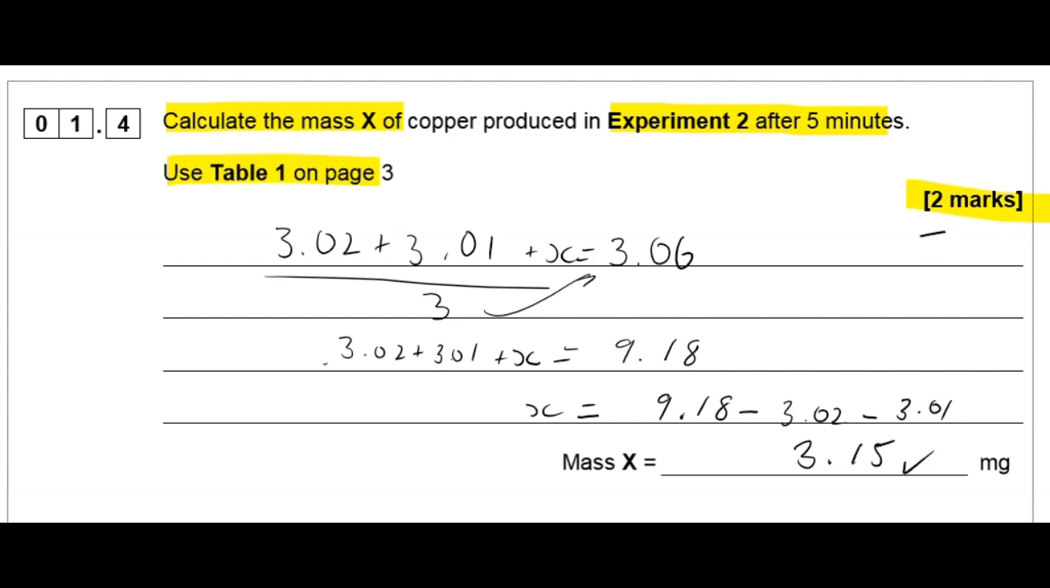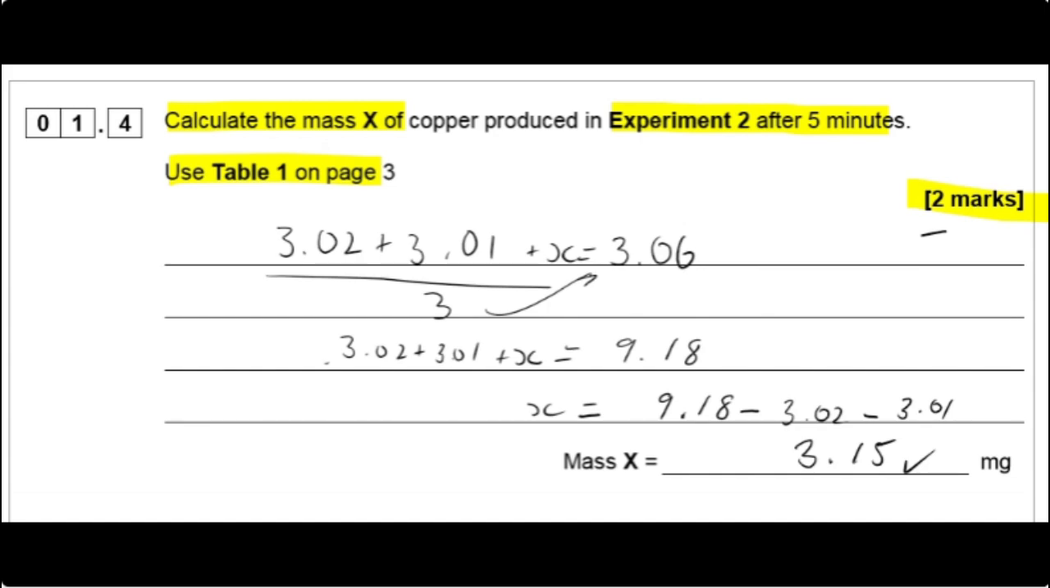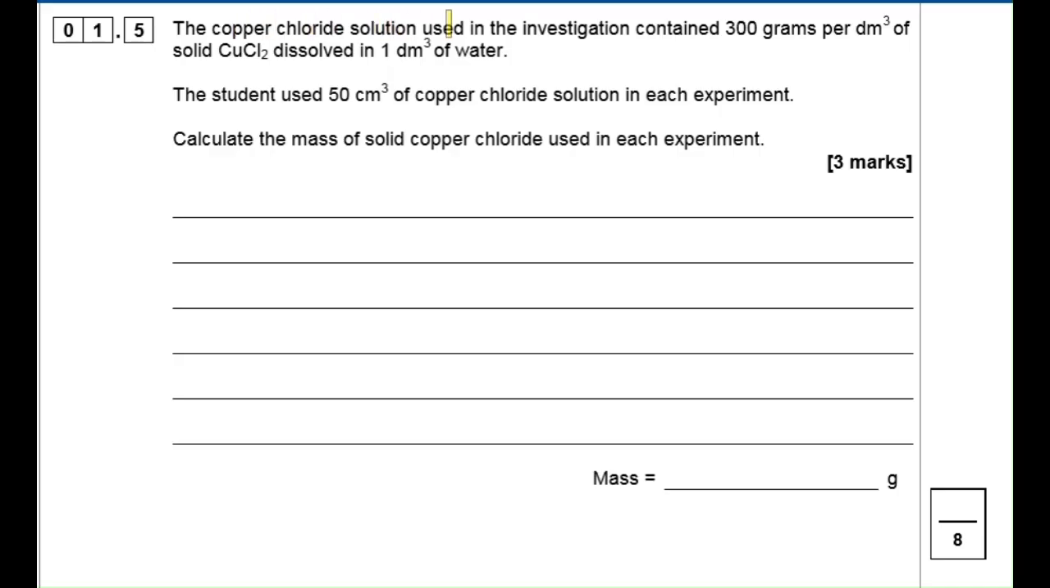Question 1.5. The copper chloride solution used in the investigation contained 300 grams per decimeter cubed of solid copper chloride, dissolved in 1 decimeter cubed of water. The student used 50 cm cubed of copper chloride solution in each experiment. Calculate the mass of solid copper chloride used in each experiment.